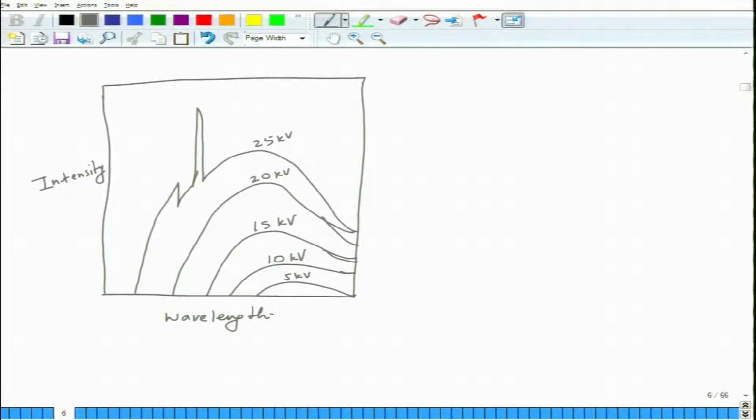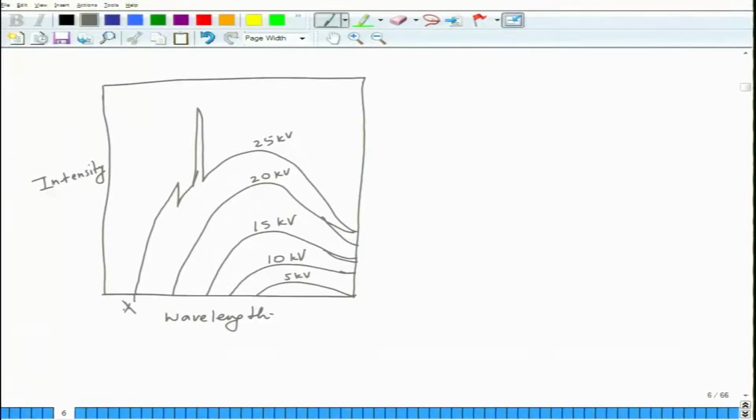Okay, so as your accelerating voltage changes, your spectrum shifts to the left, and this limit is called lambda SWL, the short wavelength limit. How do we work this out? We know that eV can be equated to h nu. So corresponding to the voltage, you will have a maximum frequency. So lambda SWL is basically c divided by nu max, which is equal to hc divided by eV. Nu max is equal to eV divided by h.